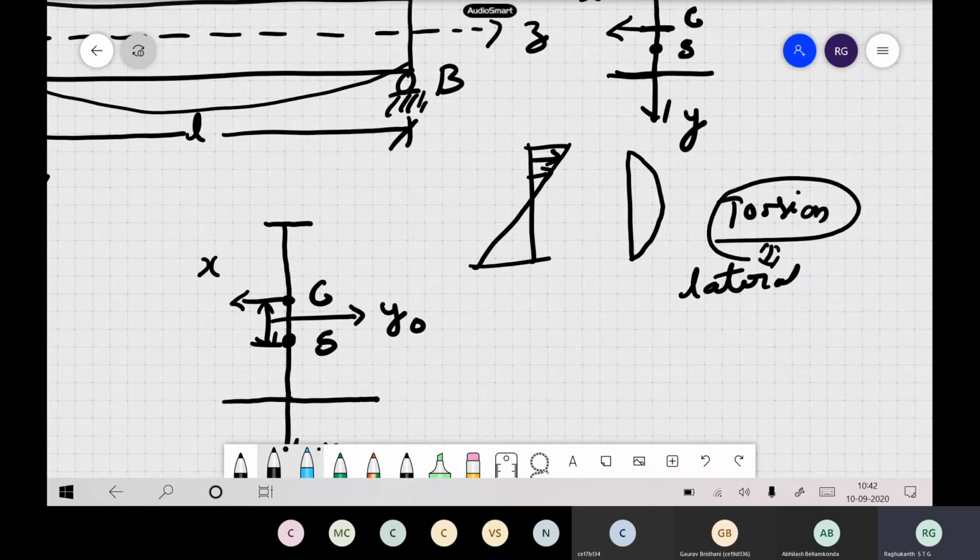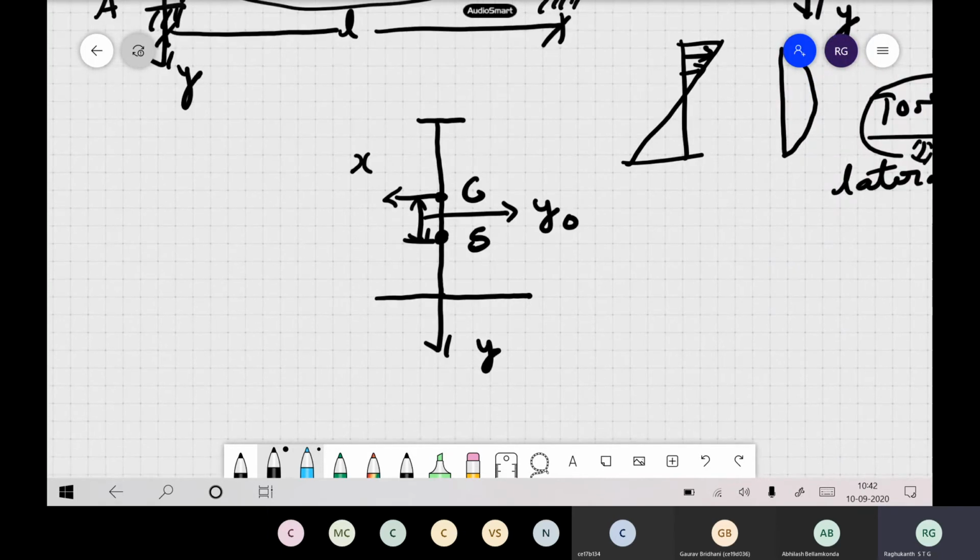Okay. So now, in lateral torsional buckling, this is our cross section. Now what happens is, the column goes like this. So this beam, the cross section becomes something like this, due to buckling. So this one becomes like this.